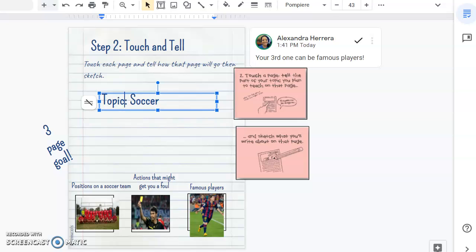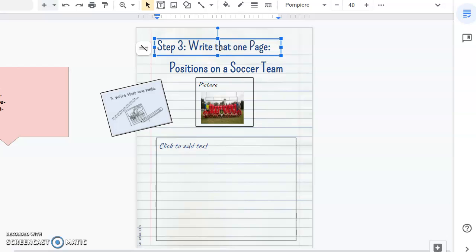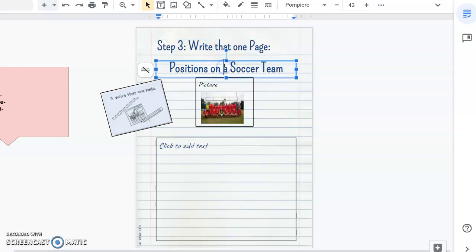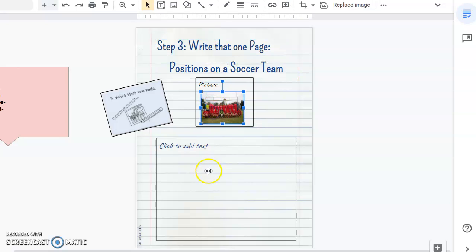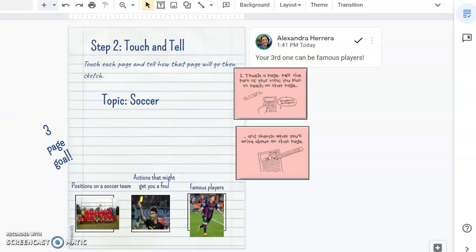So then when this person starts to write, on page 1, it says step 3, write that one page. Positions on a soccer team, here's the same picture, and here's where the person will start writing. Your assignment for today is to have those 3 pages written before we have writing time this afternoon. Good luck.